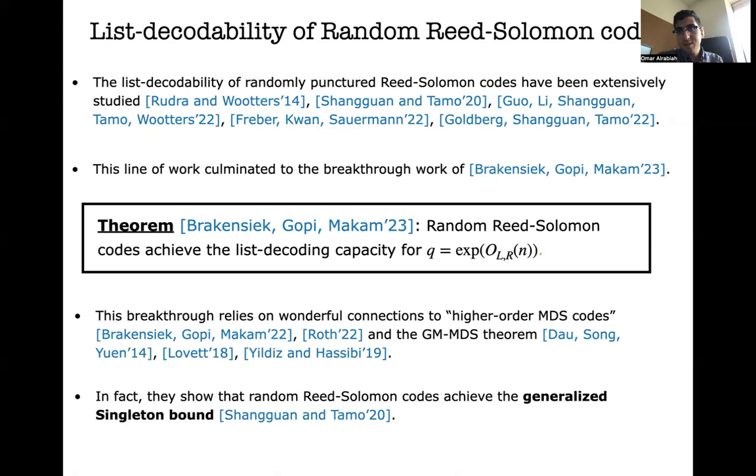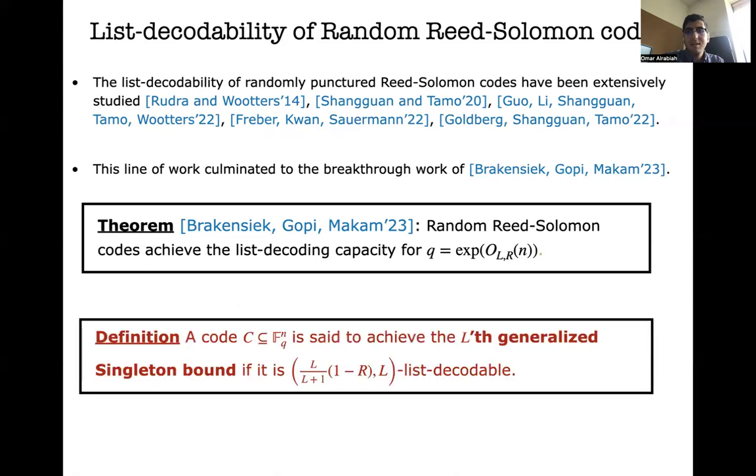But I should also mention that the result also achieves the generalized singleton bound, which is a more fine-grained result than just achieving this kind of capacity. And the generalized singleton bound is the following. We say a code achieves the Lth generalized singleton bound if it's L over L plus 1 times (1 minus R), comma L, list decodable. That's the largest radius that you can get for a fixed L that we stated before in the previous claim. In fact, they show that random Reed-Solomon codes also achieve the Lth generalized singleton bound for any fixed L, at least 2.